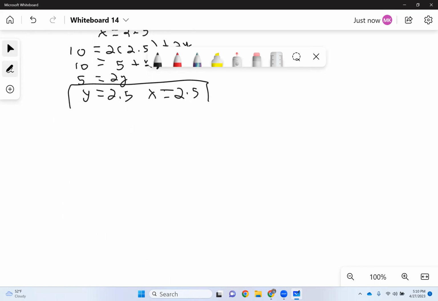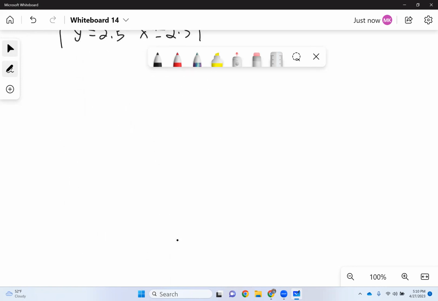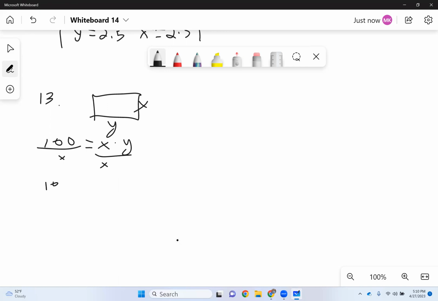Let us move on to number 13. Of all the rectangles with an area of 100, which one has the minimum perimeter? All right, here's a rectangle, x and y. Its area is 100, and the formula for area is x times y. Let's get y by itself. We'll divide both sides by x, and we have 100 over x equals y.